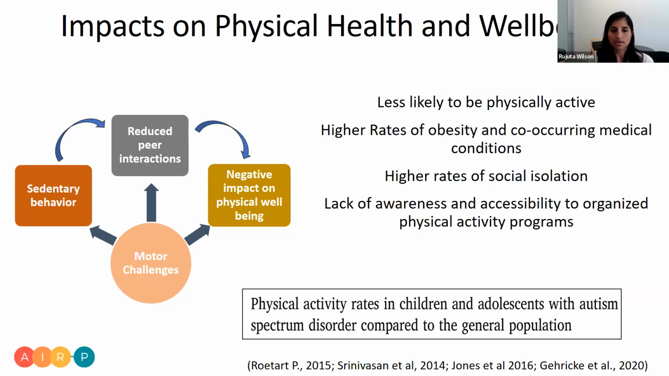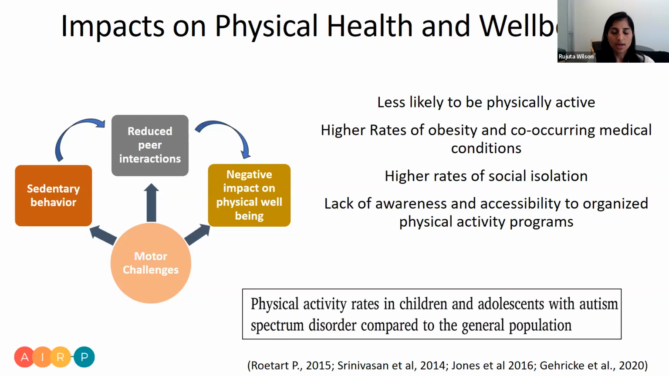So we know from research that autistic individuals and individuals with other intellectual and developmental disabilities are less likely to be physically active. There are higher rates of obesity and co-occurring medical conditions described in autistic individuals, not only because of things like medications and neurologic conditions, but because of more sedentary activity. And we also know that there's oftentimes a lack of awareness and accessibility to organized physical activity programs. So in terms of awareness, there may be these programs available, but families may not be aware that they exist or that they're accessible to individuals with a range, again, of abilities.